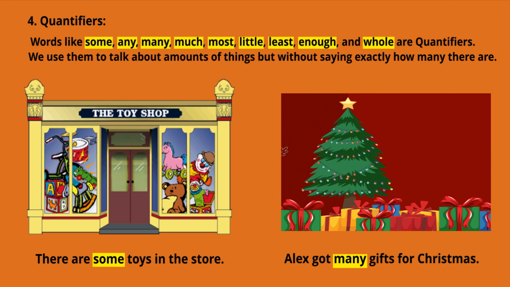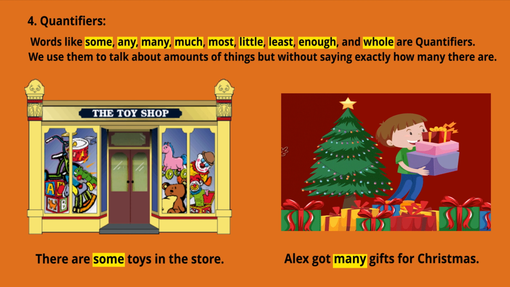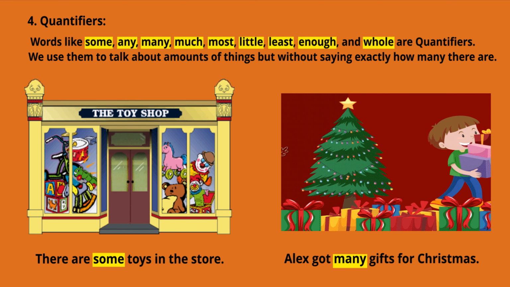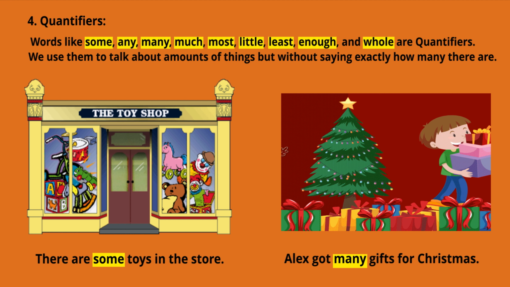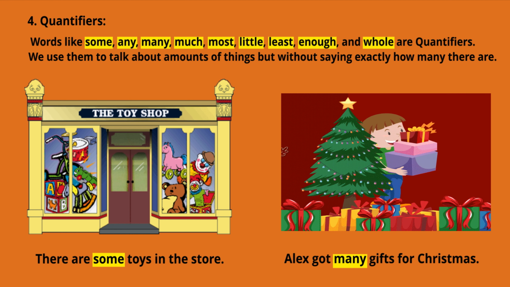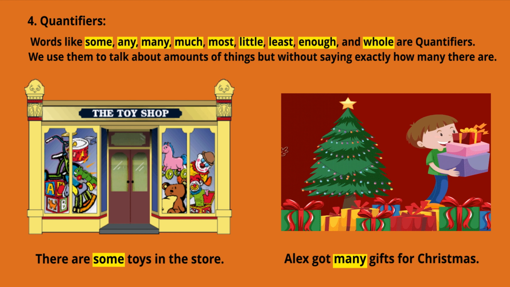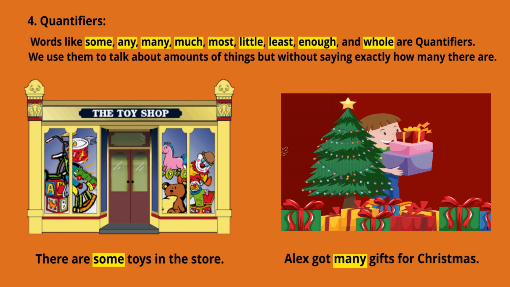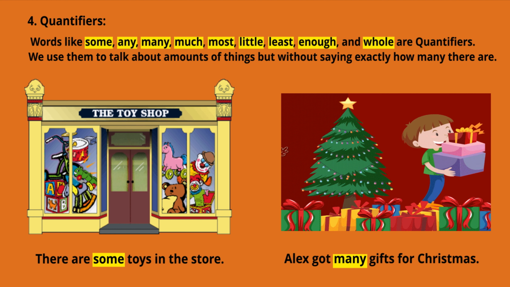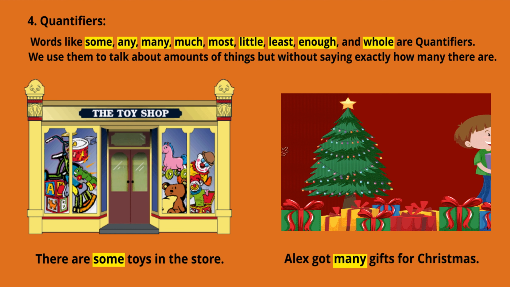The fourth one is quantifiers. So what are quantifiers? Words like some, any, many, much, most, little, least, enough and whole are quantifiers. We use them to talk about amounts of things, but without saying exactly how many there are. We are not telling the number.